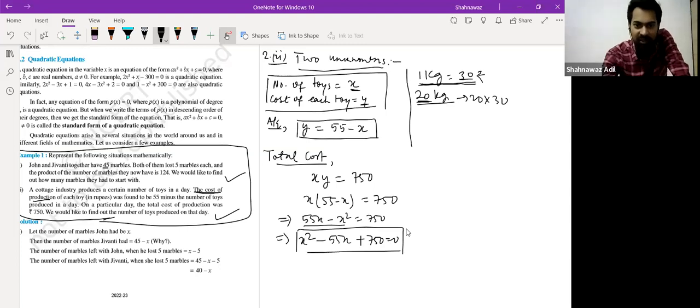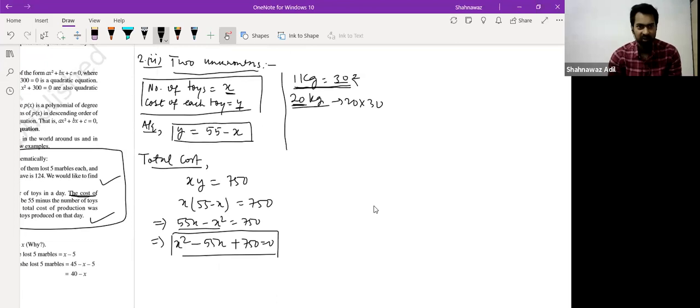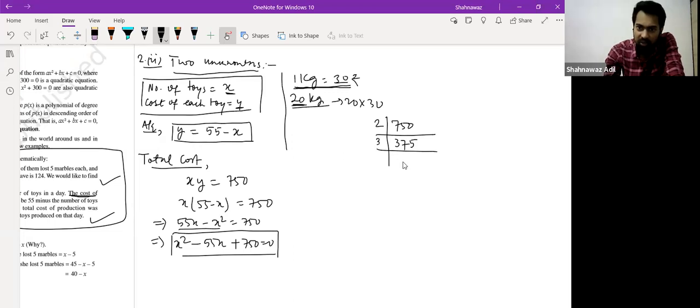Okay, so let us factorize this. Hamad and Adil, do you have any doubt in this part? Any questions? Yes, so 750 we have to factorize. 3, 7, 5, right? So 1, 2, 5. Then 5, 25, 5.